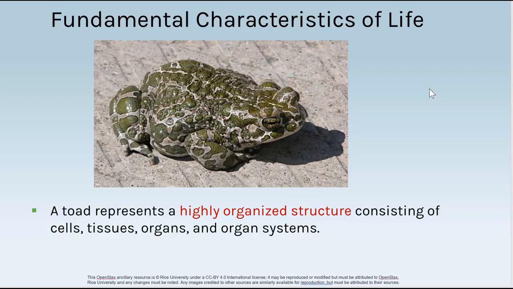Now remember that organisms can be unicellular, like bacteria, they are one cell, or they can be multicellular, many cells, like animals. Now, obviously, organisms like bacteria do not have organs and organ systems like multicellular organisms do, but they still have this highly organized structure within the cell.